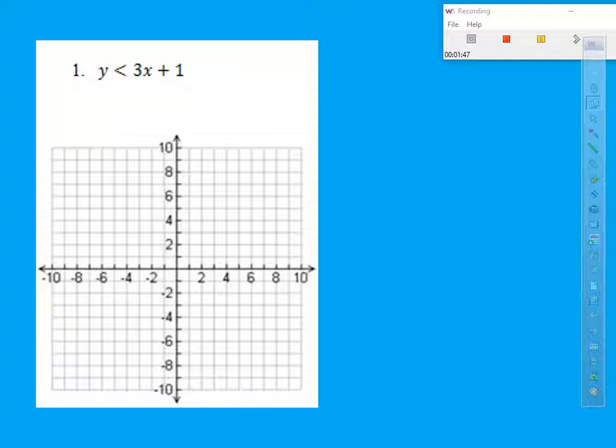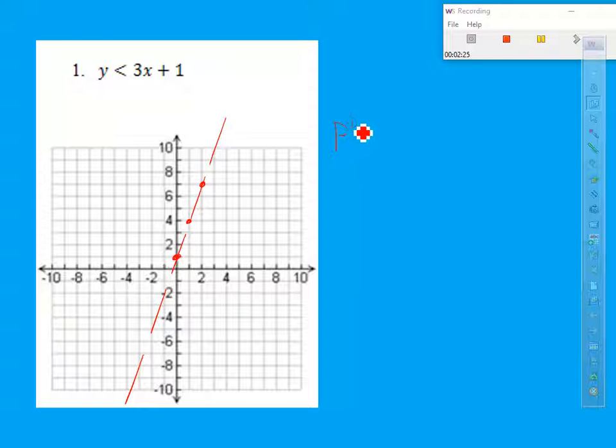So I'm going to start right here at 1. I'm going to apply a slope of 3, so up 3 over 1, up 3 over 1. I'll put down my straight edge, and I'm going to do a dotted line. Now, we have to decide if we're going to shade on top or on bottom. And here's how I'd like for you to do this. You're going to pick any ordered pair that's not on the line.